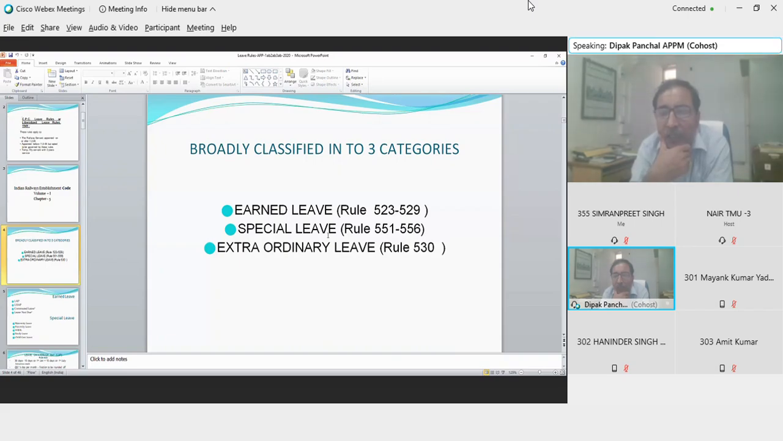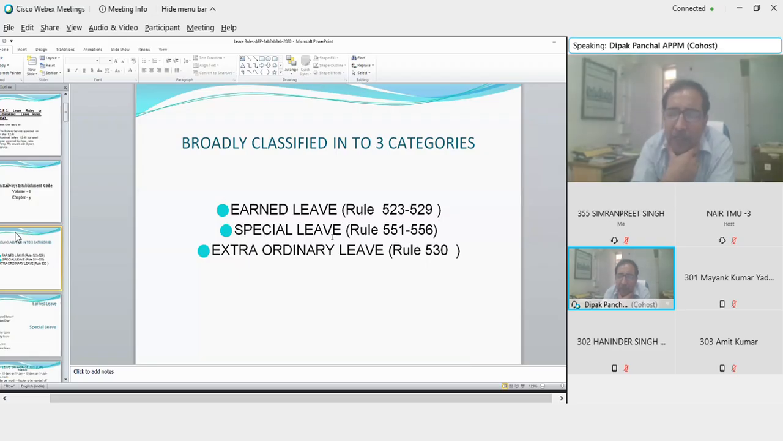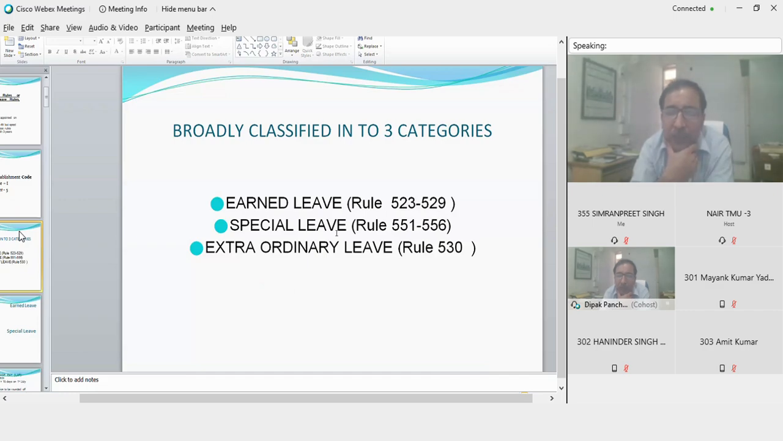LAP and LHAP are credited on 1st of January and 1st of July every year in the leave account of the railway employee, which is maintained individually. In each individual case, a leave account is maintained. In a gazetted railway servant's case, the leave account is maintained in the accounts section, whereas in case of a non-gazetted railway servant, it is maintained by the personnel branch. This you need to know.